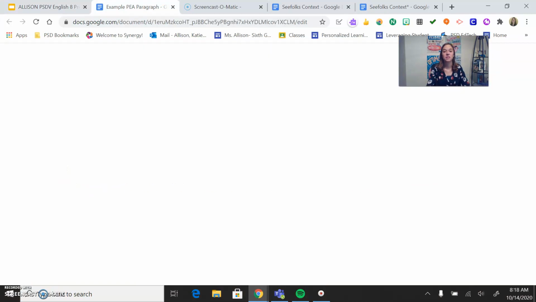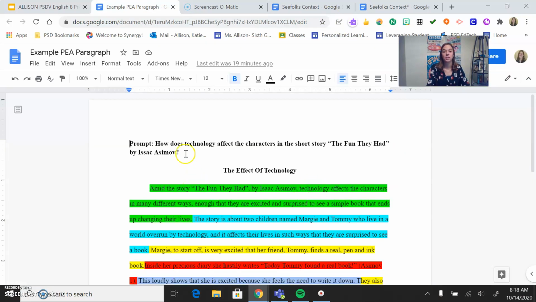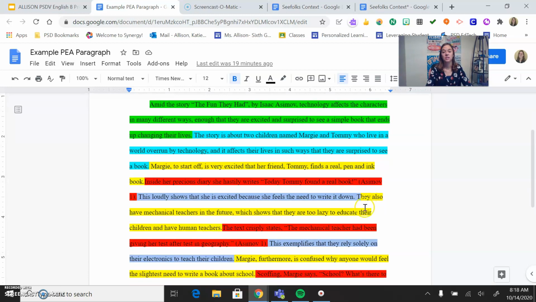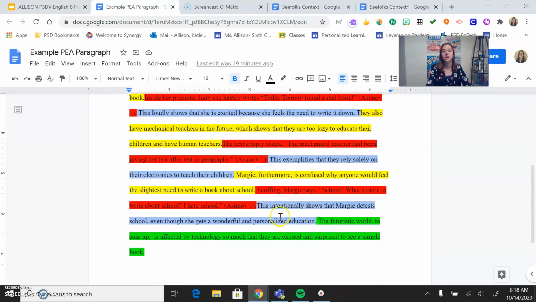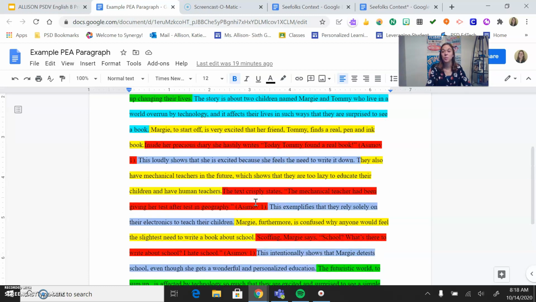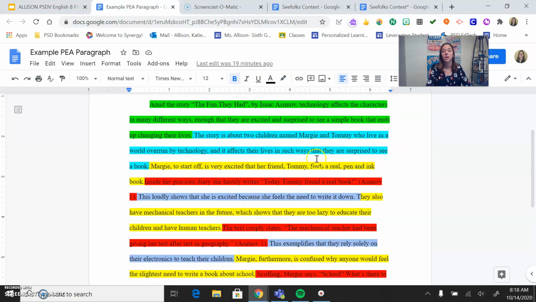So a couple things that I want to show you. First is, on that document, you have an example PEA paragraph. The prompt is a little bit different for this one, but it's from that story, The Fun They Had, that we read. The prompt here is, how does technology affect the characters in the short story, The Fun They Had by Isaac Asimov? So you can see what it looks like here. So we have topic sentence, background, point, evidence, analysis, point, evidence, analysis, point, evidence, analysis, conclusion.